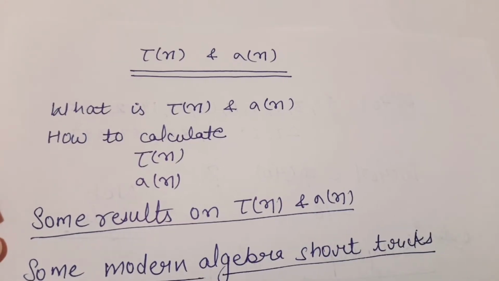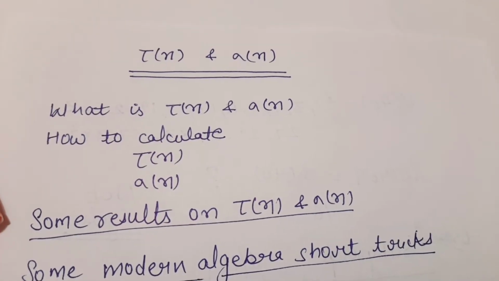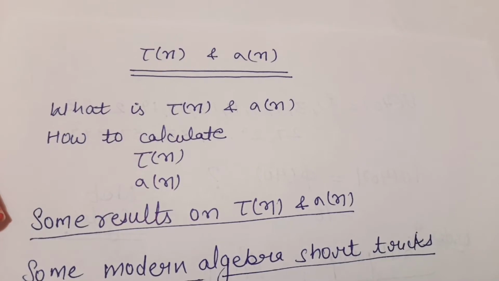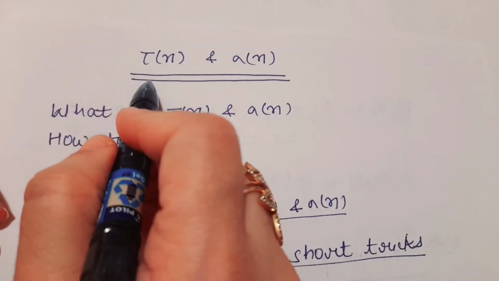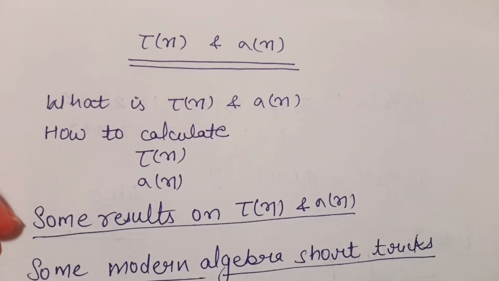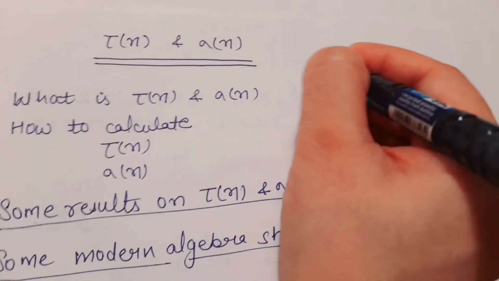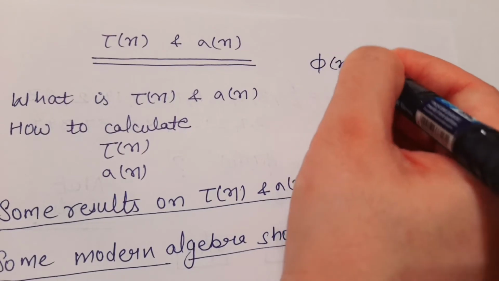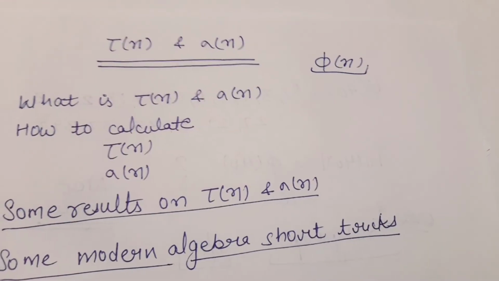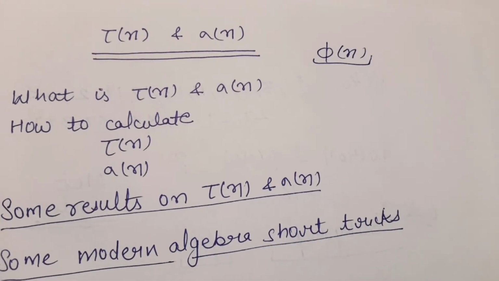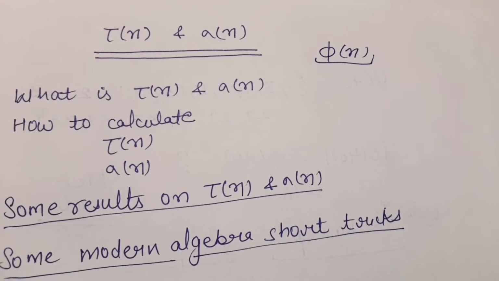I am Upasana Taneja, and in today's video we are going to start two very important functions, tau n and sigma n. What are tau n and sigma n? One function is phi n, which we have already studied in detail in our previous videos, and we have studied where we use the phi function.